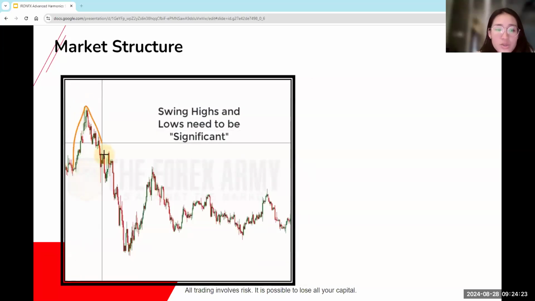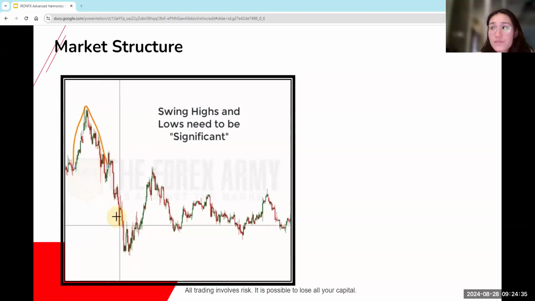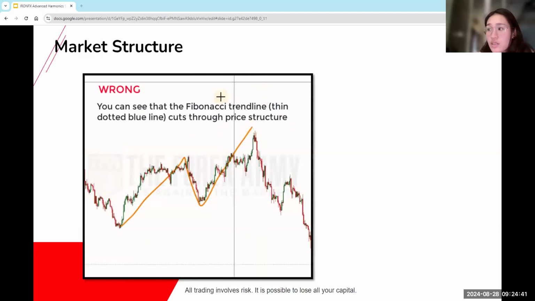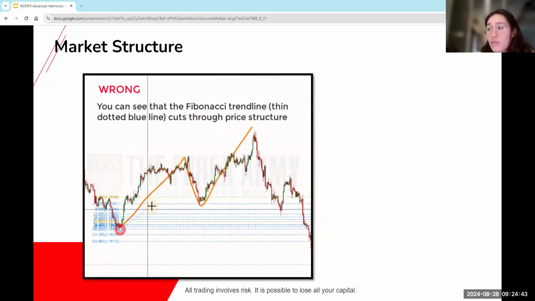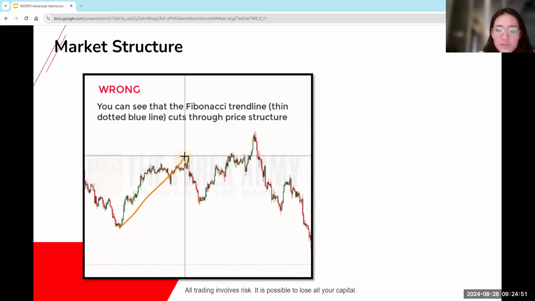Okay, so when you're choosing a chart, you can flip between the different time frames to choose a chart that gives you a really clear market structure with significant swing highs and swing lows. So you can see that the Fibonacci trend line cuts through the price structure. So this is something you want to avoid, especially when you are drawing your harmonics shapes. You want to make sure you follow price structure very closely.